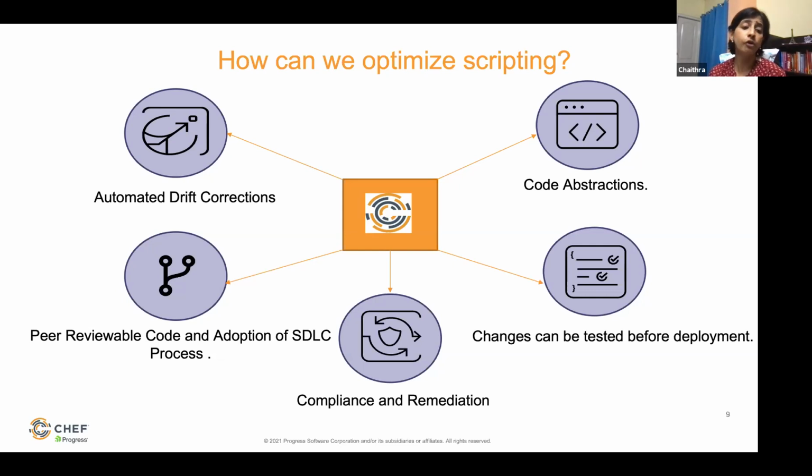And then you can follow a proper process, and your code could be pushed to source code repositories like GitHub, and changes could be well tested and well reviewed before you deploy to your production. And Chef also provides compliance and remediation capabilities. Chef provides CIS benchmark profiles, which you can leverage to even perform compliance checks on your fleet.